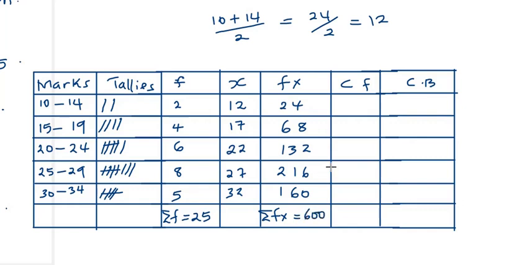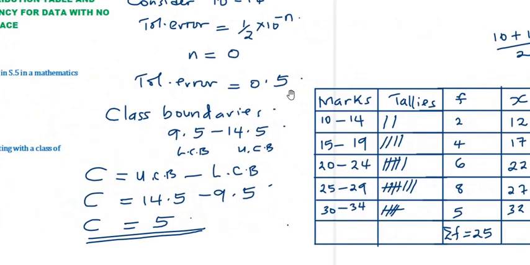The next thing is to get the cumulative frequency, which helps us in finding the median. So we transfer the first value here, then the rest of the values we keep on accumulating, or adding. So 2 plus 4, we get 6. 6 plus 6, we get 12. 12 plus 8, we get 20. 20 plus 5, we get 25. Right? The column which is remaining is for class boundaries, and already we have the tolerance error at 0.5.